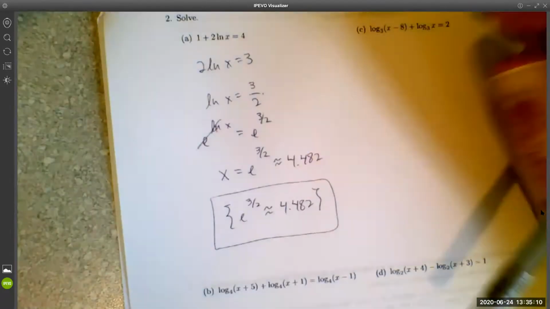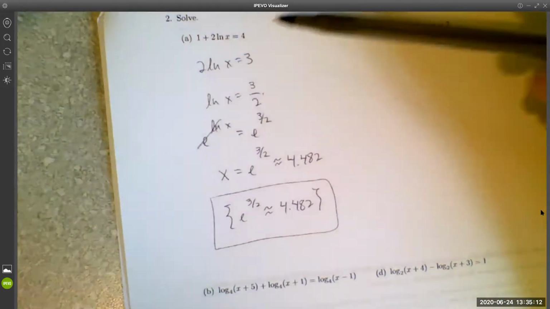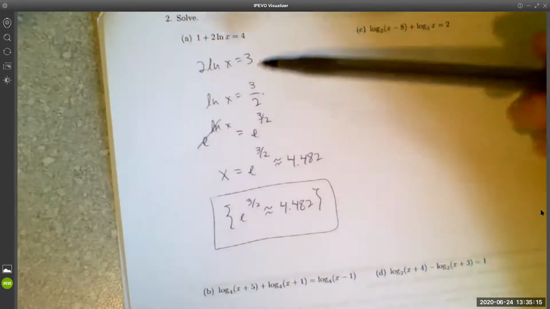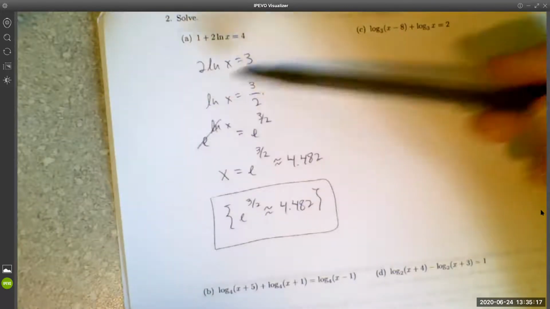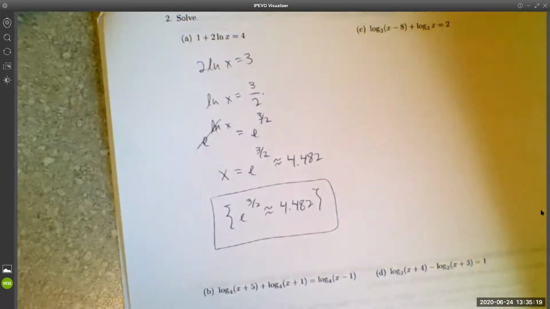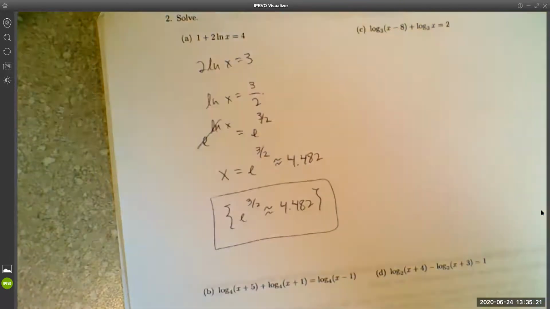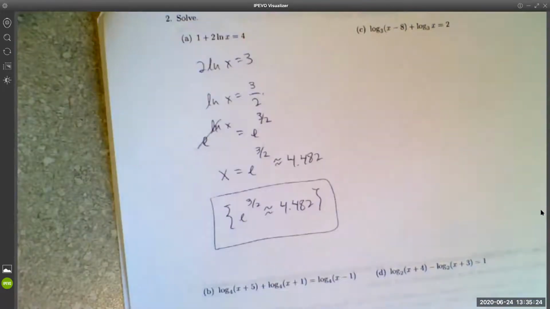Okay. I cannot tell you how common it is for students to make the mistake of trying to solve a logarithmic equation by taking a logarithm. It's not going to work. Exponentials undo logarithms. Logarithms undo exponentials. Logarithms do not undo themselves. So you don't take a logarithm to undo a logarithm. You exponentiate to undo a logarithm. Just like in order to undo an exponential, you don't exponentiate, you take a logarithm, right?